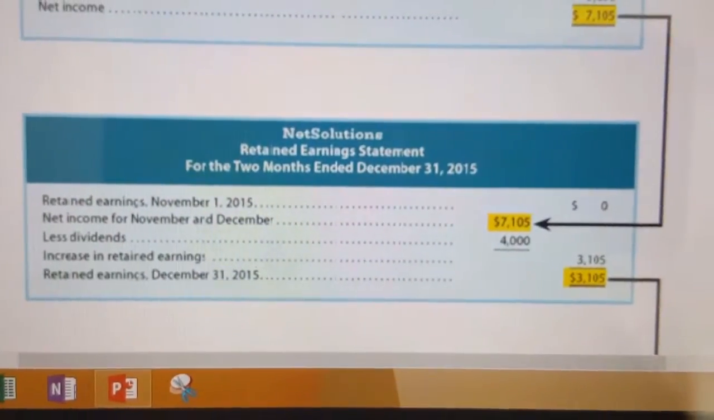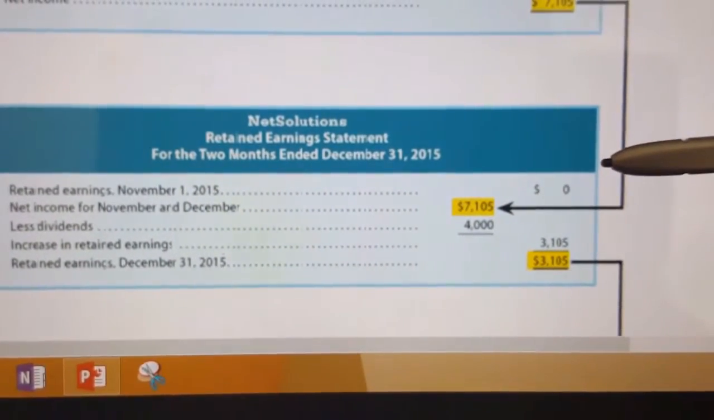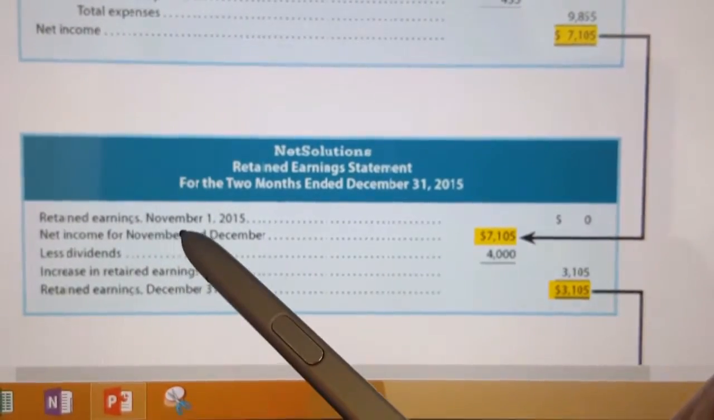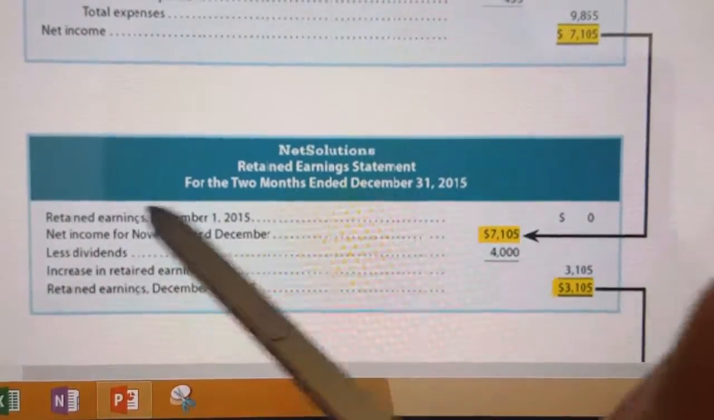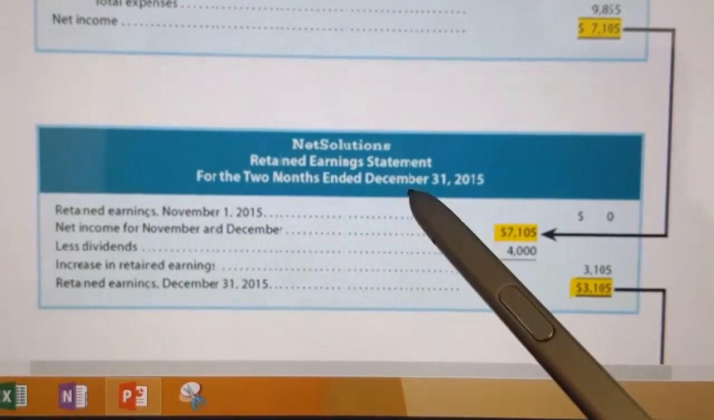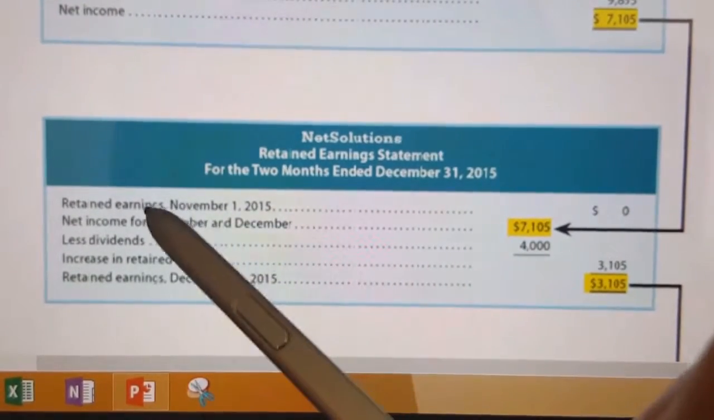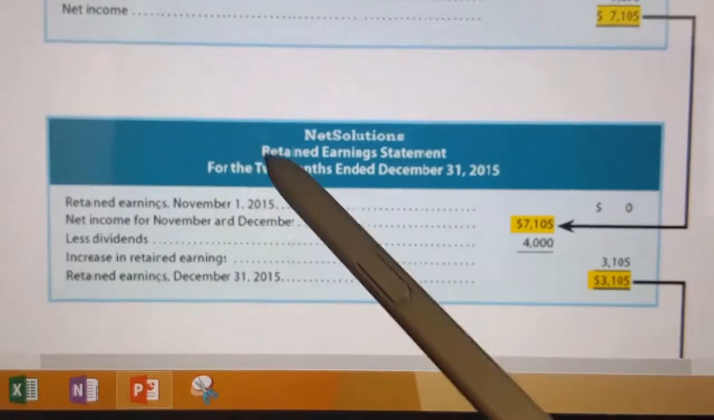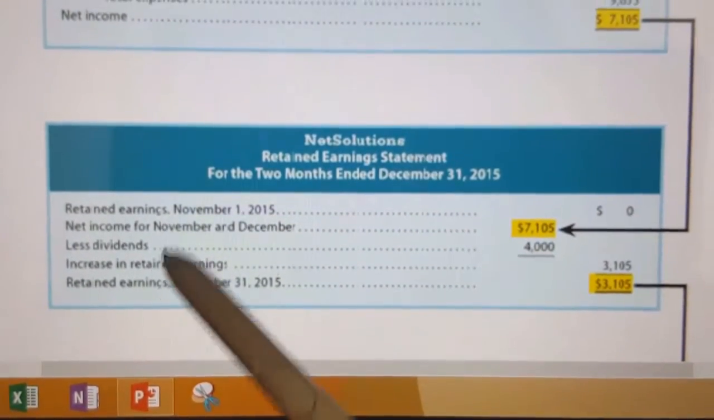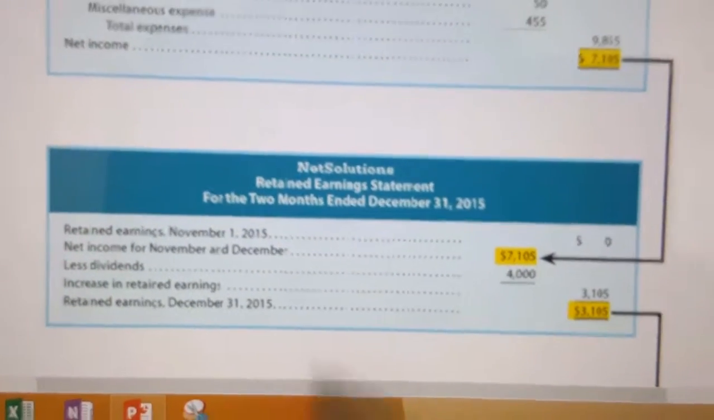So in this particular problem, there's no retained earnings because it's the first year of operation, okay? But notice that at the beginning here, it says retained earnings November 1st, 2015. This is the beginning of the period. It's the beginning of the 2 months ended. So what's the beginning? November and December. So November 1st. The date here is always going to be the date of the beginning of the period. So if it was for the year ended December 31st, then this right here would be January 1. Does that make sense? Okay.